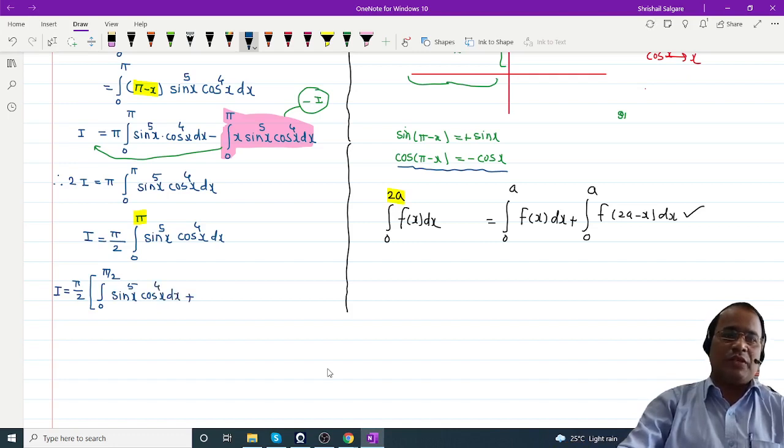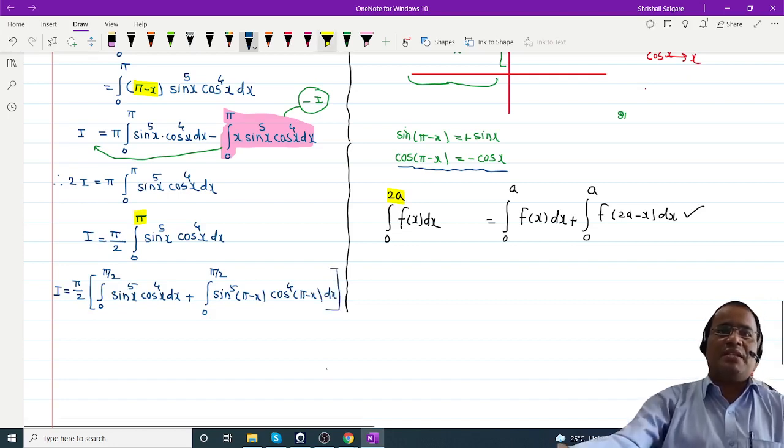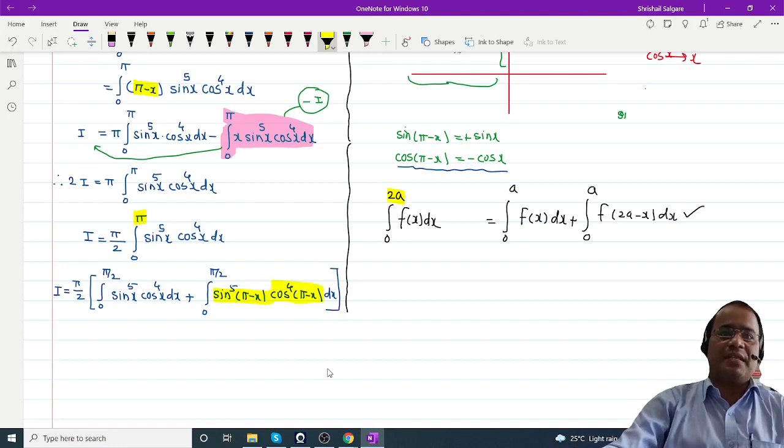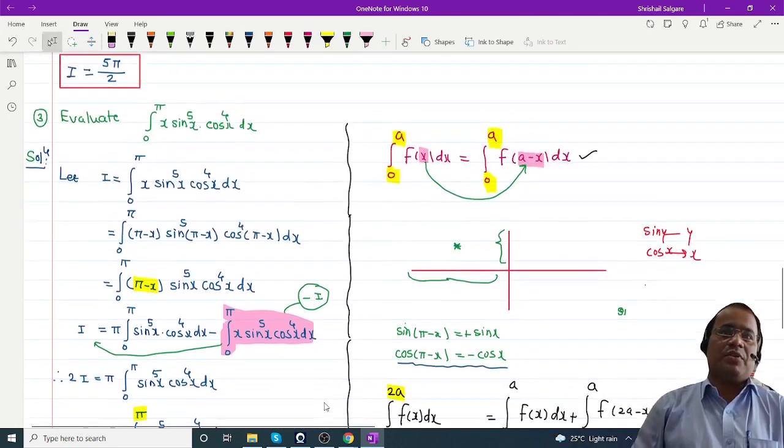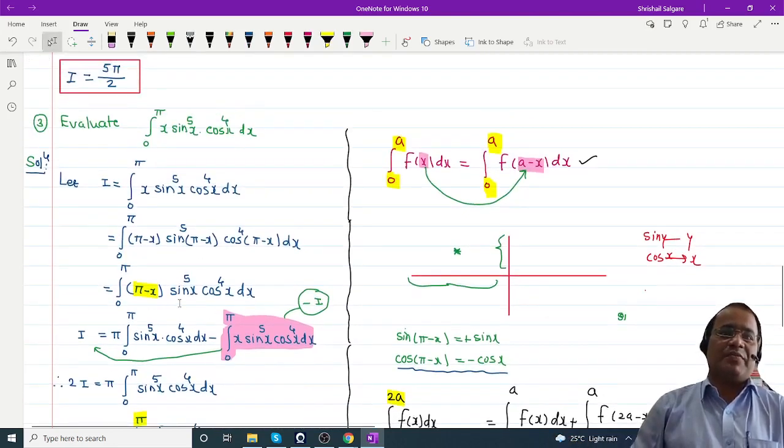First, no change. Second, again the limit 0 to pi by 2, so here sin raised to 5 of pi minus x, cos raised to 4 of pi minus x dx, and this bracket is complete. But we have simplified this: sin of pi minus x raised to 5 is nothing but the same. Both become the same.